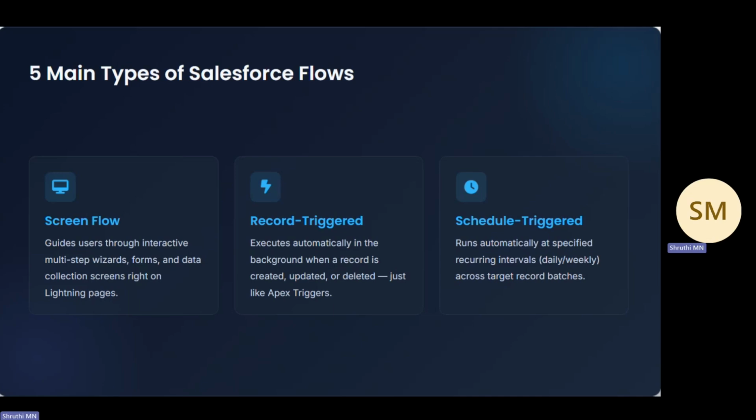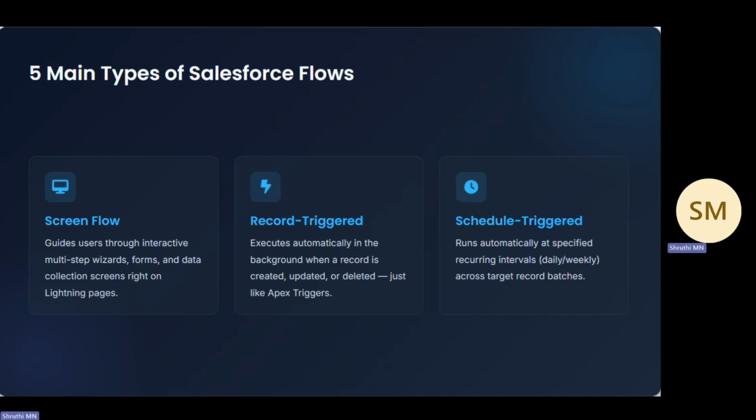Second, we have record-triggered flow. This runs automatically when a record is created, updated, or deleted. The user doesn't have to manually start it. Third, we have scheduled-triggered flow. This allows automation to run at a scheduled time or recurring interval. For example, we could have an automation that runs regularly against a set of records.